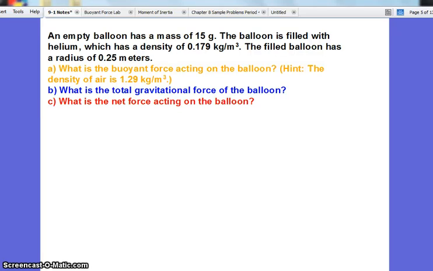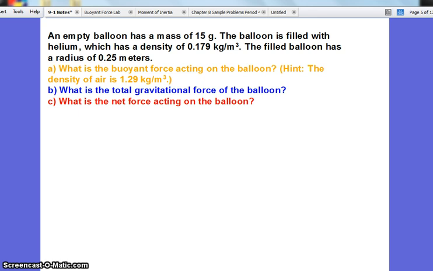In this buoyancy problem, we have an empty balloon which has a mass of 15 grams. The balloon is filled with helium, which has a density of 0.179 kilograms per cubic meter. The filled balloon has a radius of 0.25 meters. We need to figure out what is the buoyant force acting on the balloon, what is the gravitational force of the balloon, and what is the net force acting on the balloon as well.